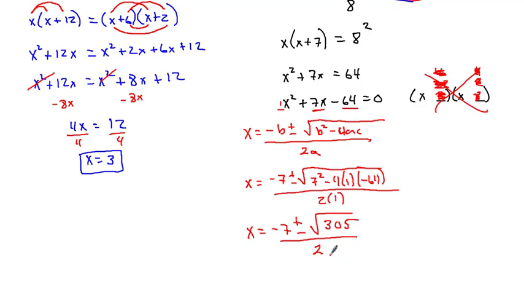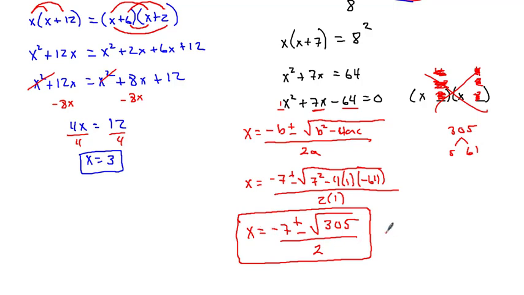Now you would try to simplify this. You would try to reduce it as best you can. So 305 is 5 times 61. But you can't go any farther than that. So we just have to leave it like this. So this is our perfect, most exact answer. And this is how we want to leave our answer.